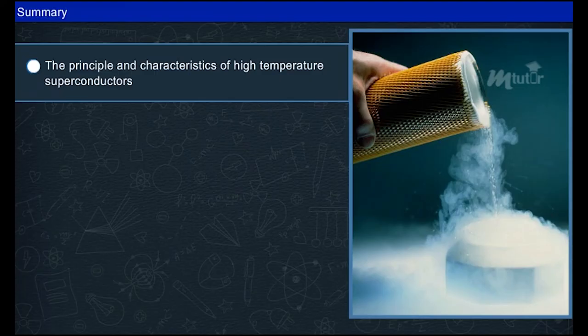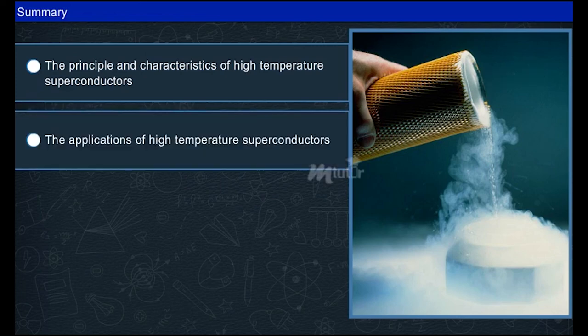In this lesson, we have learnt about the principle and characteristics of high-temperature superconductors, and the applications of high-temperature superconductors.